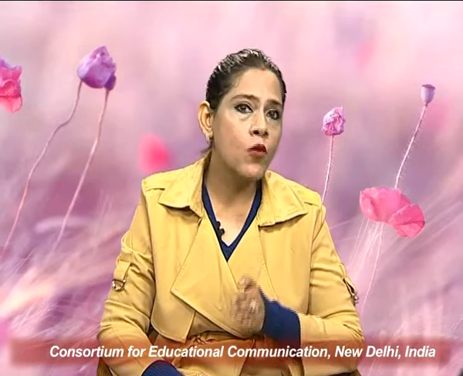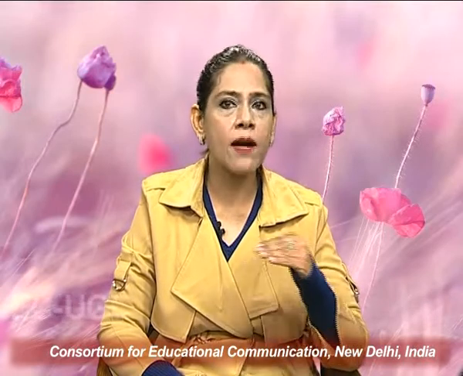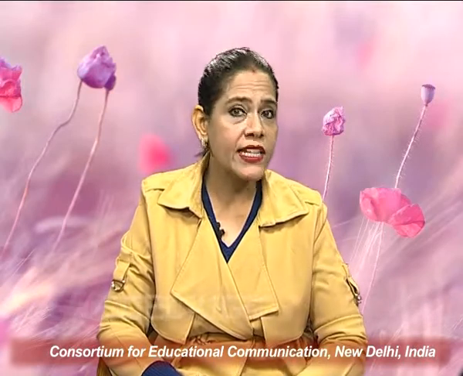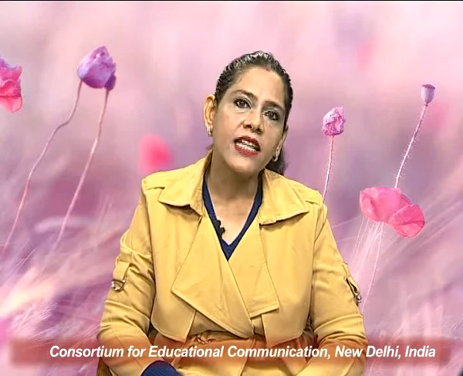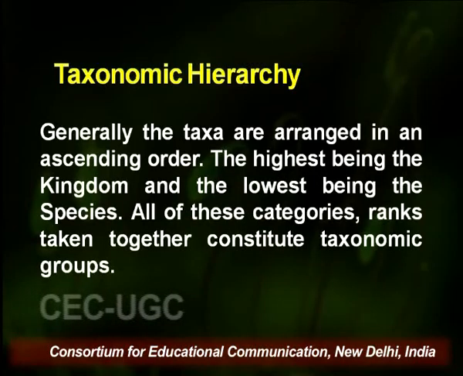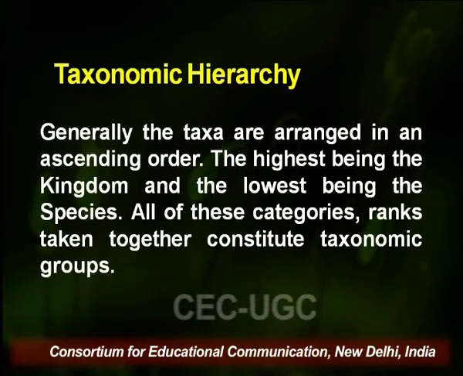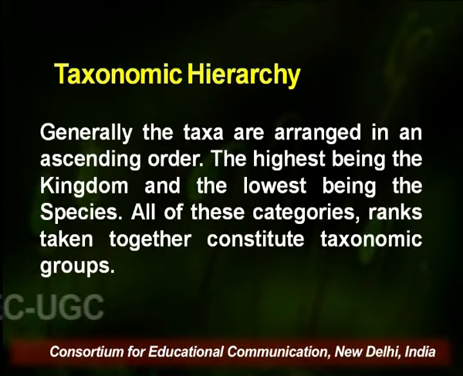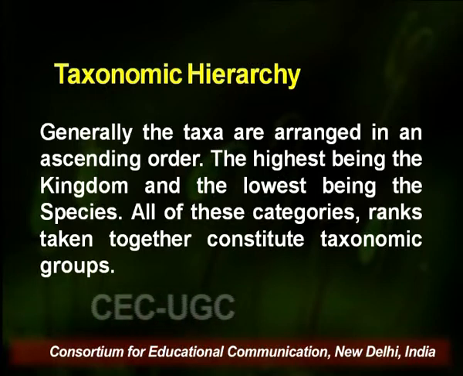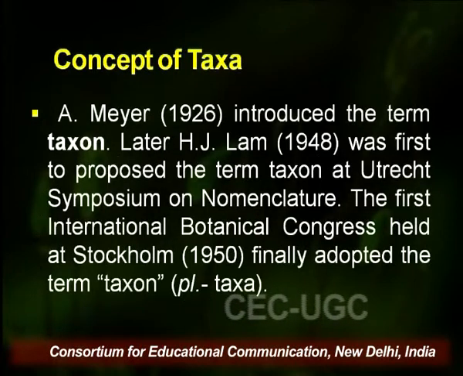The sequential placement of more than one taxa, one above the other or one inclusive of the other, is known as taxonomic hierarchy. Generally, the taxa are arranged in ascending order, the highest one being the kingdom and the lowest one being the species. All of these categories, or ranks, taken together, constitute taxonomic groups.